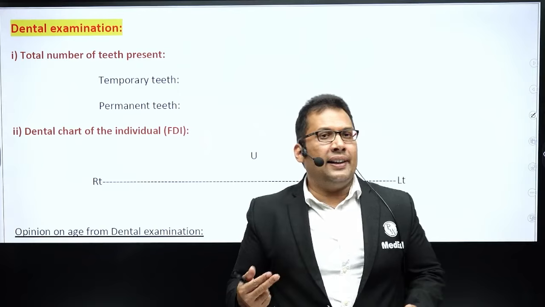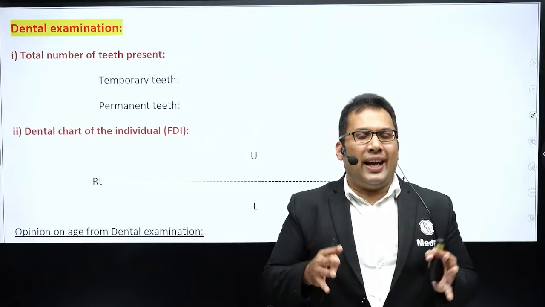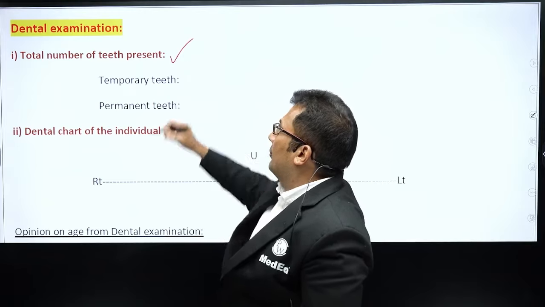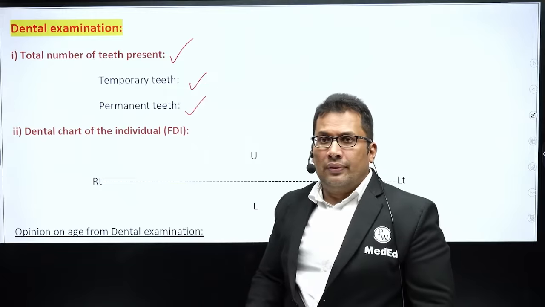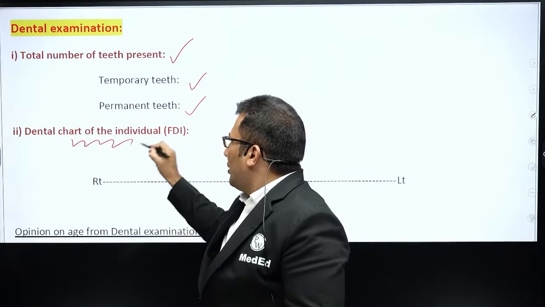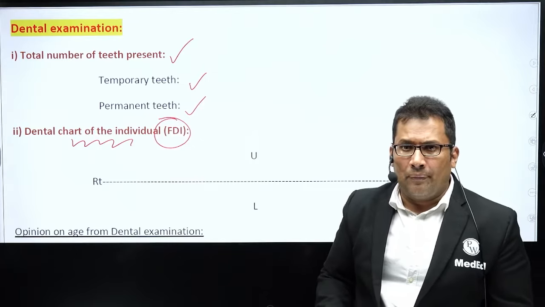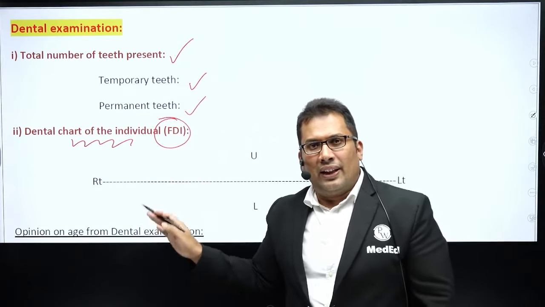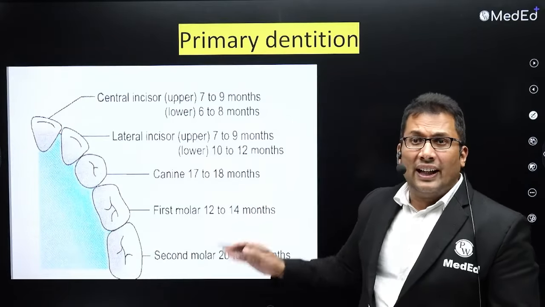The next step is dental examination. Dental examination is based on eruption of the teeth. You need to mention the total number of teeth, temporary teeth, and you need to mention it in a dental chart. In the dental chart, you can write FDI formula or modified FDI formula or Palmer notation. This can be asked in your exam. What is Palmer notation? What is FDI? Modified FDI.